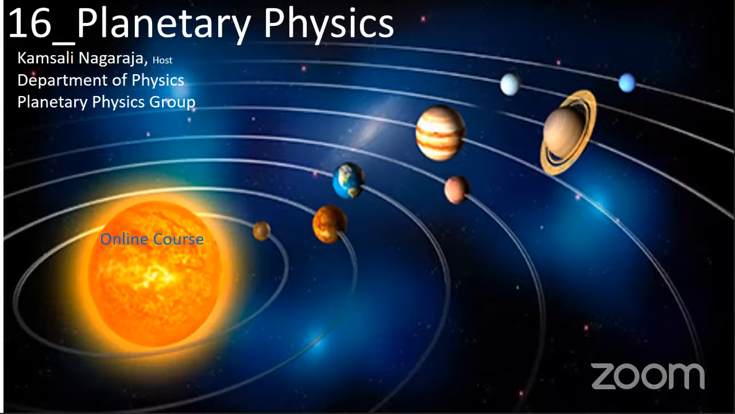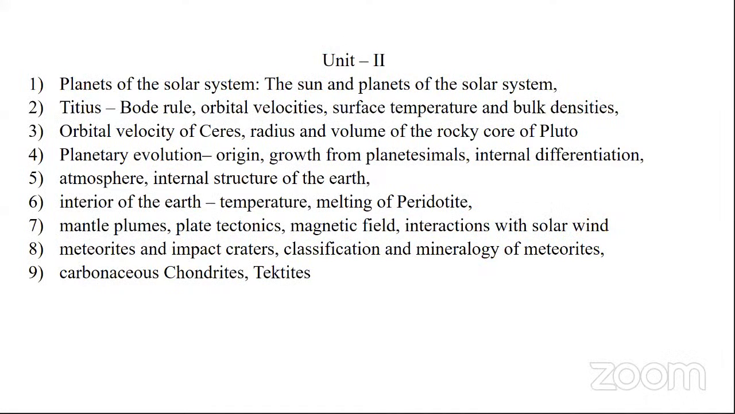Okay, here, no problem. First unit was over, and let us switch over to unit 2, where it deals with the planetary physics. In the planetary physics, we are having what we can call the planets of our solar system. Planets of the solar system goes with some 9 topics, broadly. Maybe the sun and the planets of the solar system, of course, belongs to the solar system. Then the Titius-Bode rule to find the position or distance of any of the planets from the sun. It is a semi-empirical rule actually.